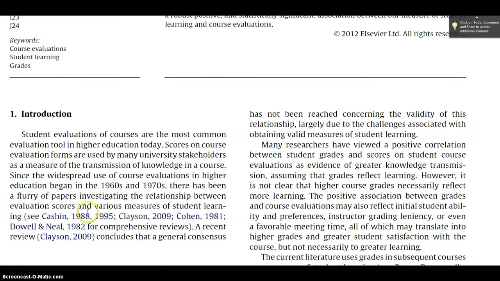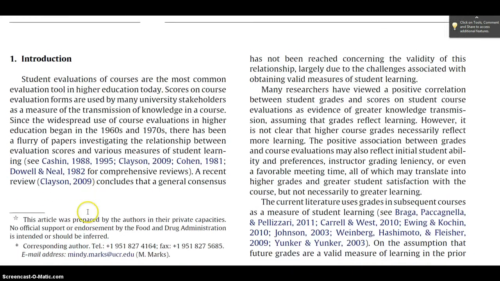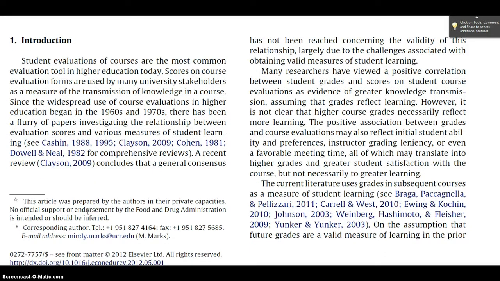So let's get into the introduction. And remember, the introduction and the abstract in some ways are similar. So this intro opens with the same kind of contextualizing broad background information. It tells us that student evaluations of courses are the most common evaluation tool in higher education today. And that sets up for the reader that this is an important topic to investigate because institutions are relying on these course evaluations and relying on them heavily. And it tells us that scores on course evaluation forms are used by many university stakeholders as a measure of the transmission of knowledge in a course.